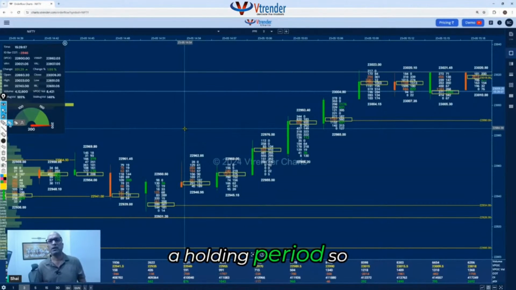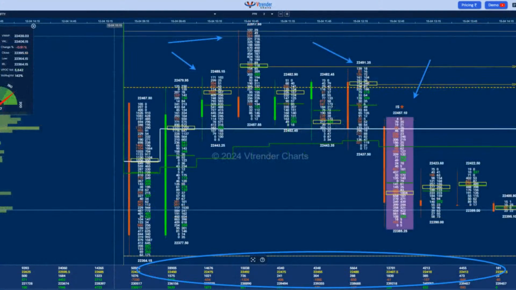But that is a holding period. So same thing, if you get a signal in a 3-minute chart, don't expect it to hold for the next 3 days, right? The validity of that signal is 3 minutes into 10 bars, that is 30 minutes only.